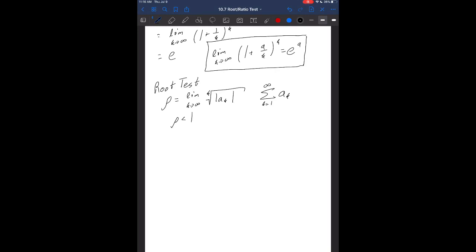And our conditions for the root test are actually the exact same. So rho, which is just a Greek letter, corresponds to r in Greek, so it makes sense we'd use r and rho for our root and ratio test. So if rho is less than 1, the series converges absolutely. If rho is greater than 1, the series diverges. And again, for rho equals 1, we have no information.